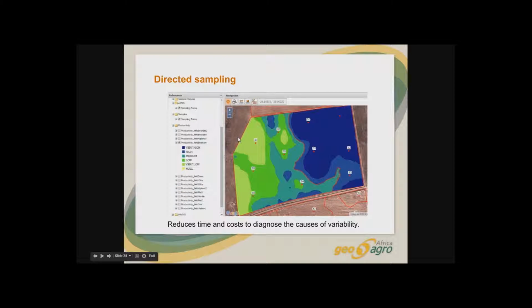Or this is a method that Francis will go into in more detail, that we're using in GeoAgro-Africa, which is based on the productivity map, defining general zones. And on those general zones, define something similar to a grid sampling pattern where we do a composite sample for each zone. So we have one sample that will characterize this zone on the left, as you can see, divided by a red line. And a number of samples which are composited into a single sample, which will characterize this zone on the right. This has been an effective, cost-effective approach, and reduces the time and cost to diagnose the causes of variability.